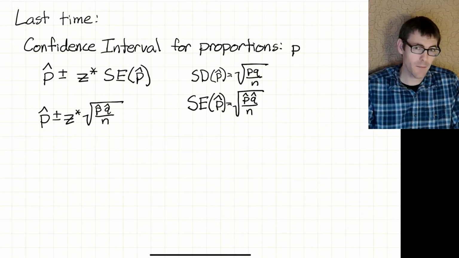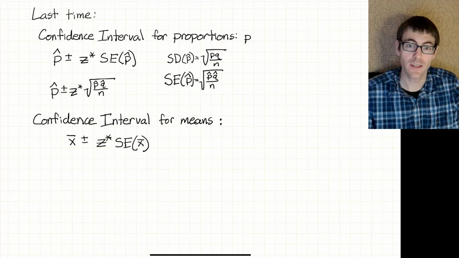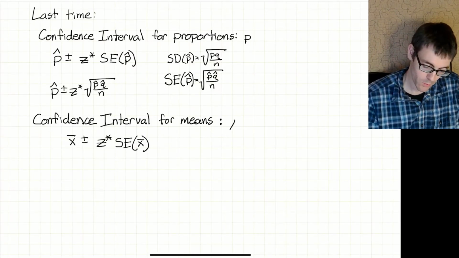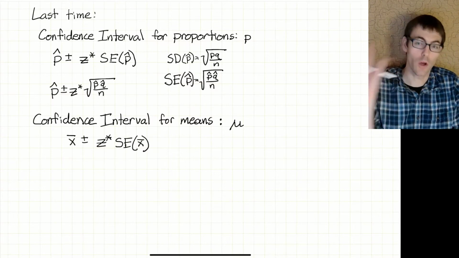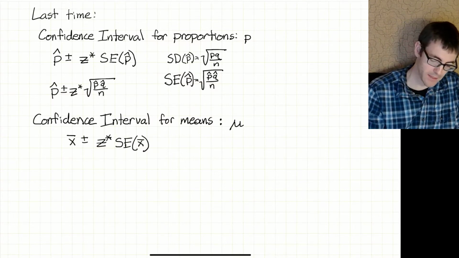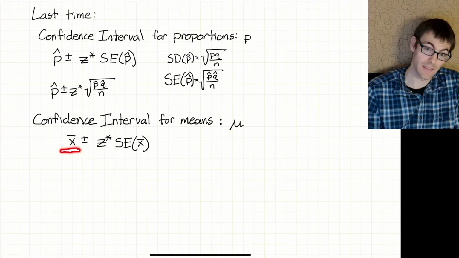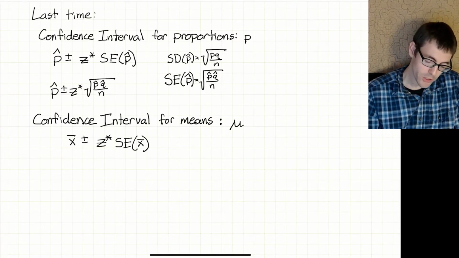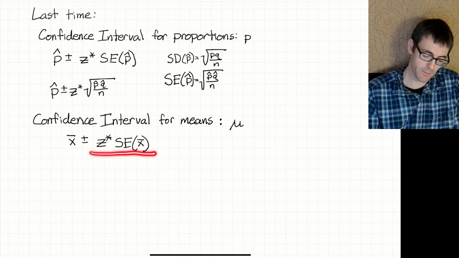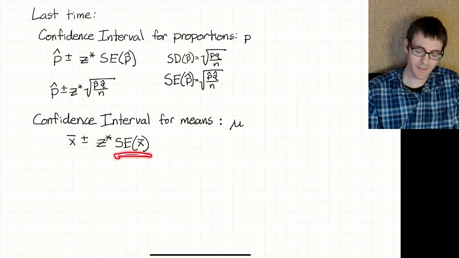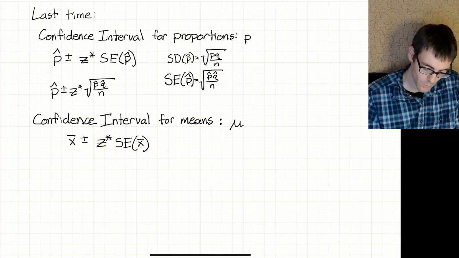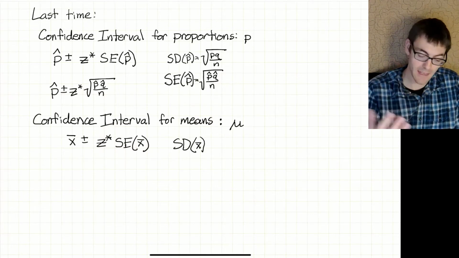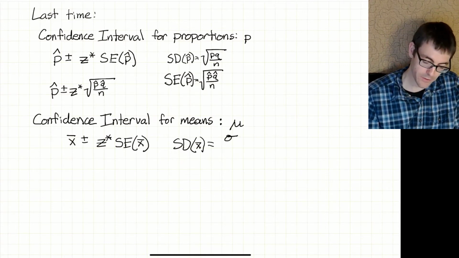We're going to do basically the same thing for means. What we're interested in is the population parameter, or the average, the mean of the total population. Again, our best guess for that is what we see in the sample. The margin of error, the plus or minus, is going to be some term times the standard error. Again, we can find the standard deviation of what we expect this sample average to look like. We said that that is sigma, the standard deviation of the population, over the square root of n.